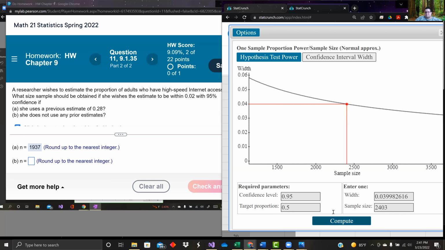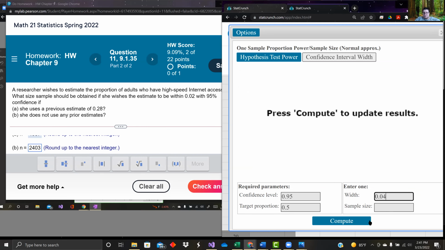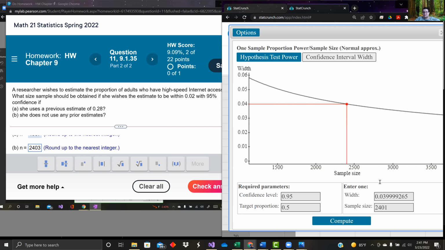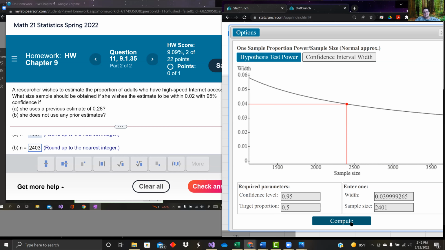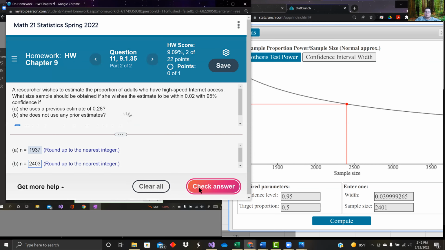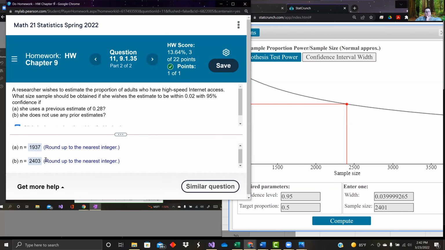And I'll click compute. And I get 2403. I'll put that over here real quick, just in case. But you really should reset the width. Look at that. I reset the width and it changed it. It says 2401. So let's see if it's going to take that 2403. Oh, it did. Shouldn't have. I guess it had a range of numbers it was willing to take. Should have been 2401.